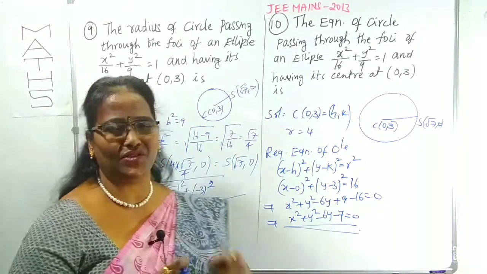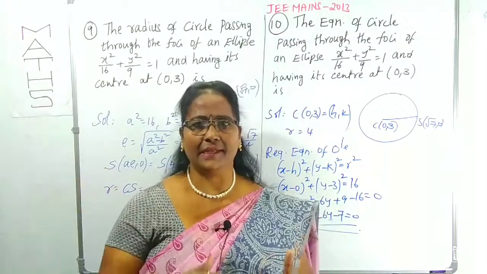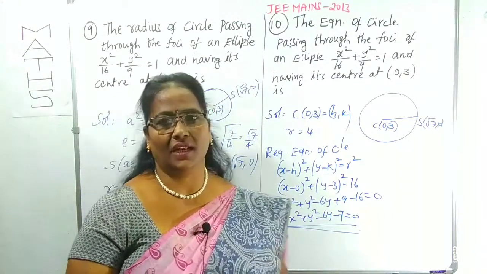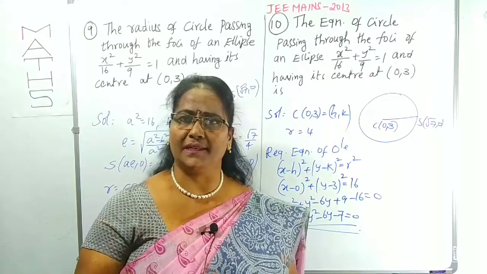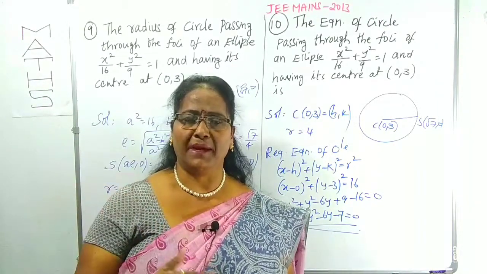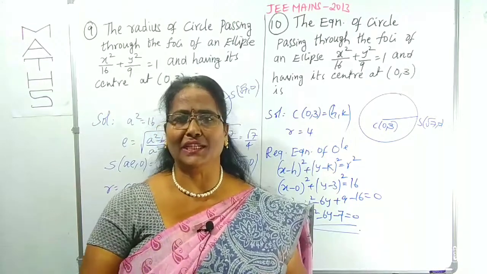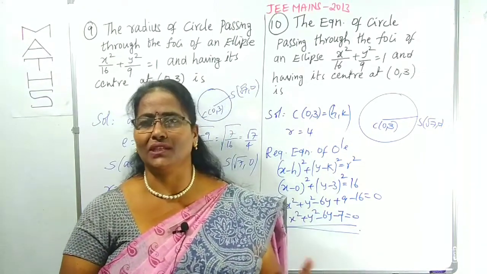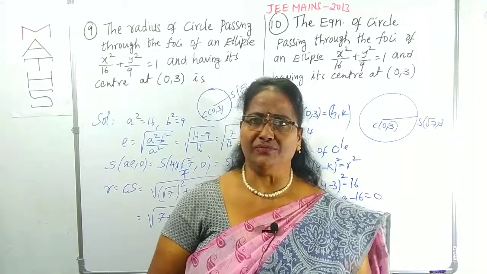These two are applications showing the connection between ellipse and circle. Like that, they will give any conic. Circle is one of the conics, so they may give circle, ellipse, maybe parabola, and like that they will give connected questions. All of those you can crack easily. There is no difficulty at all.